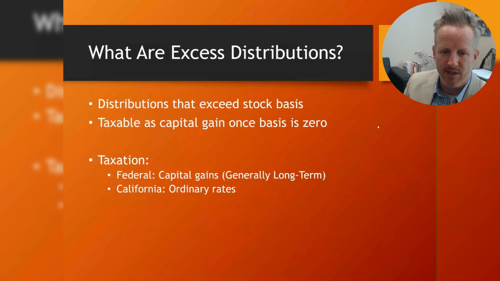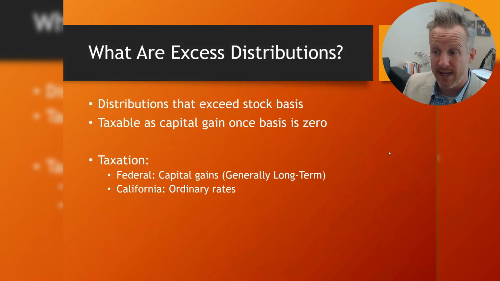Most states don't distinguish between your long-term capital gains rates and your ordinary tax rates. Ordinary is just what you pay on your W-2, on your K-1 income, and so on. All that's taxed at your ordinary tax rates, which go from 10, 12, 22, 24, 32, 35, and 37%. Those are the stairs in the tax code, in the tax bracket.